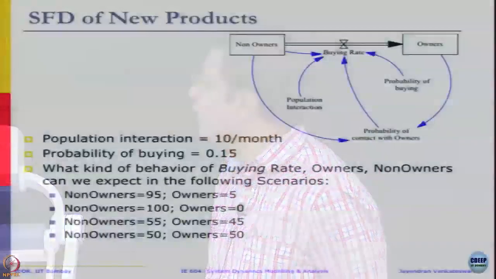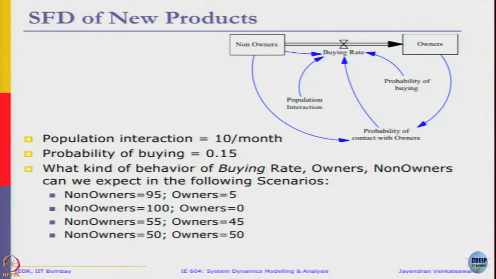You should see only the stock and flows. You can open it to see what is there. Nothing would be written except the initial values. You can set the initial value of non-owners as 95 and owners as 5. You can create these three variables, connect them with arrows. And population interaction, you have to write the value 10, probability of buying 0.15, and probability of contact with owners, the equation I showed, is nothing but owners divided by non-owners plus owners. That is the only equation you have to write for this.